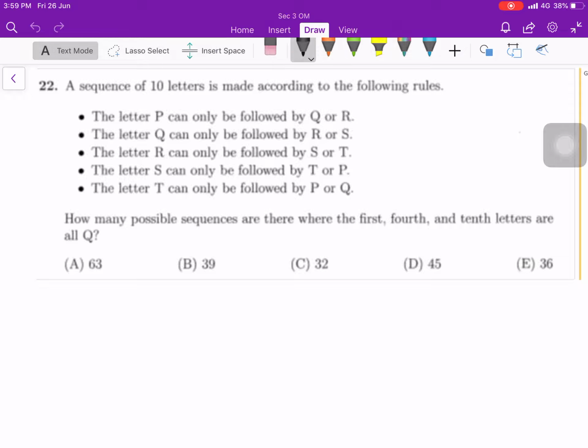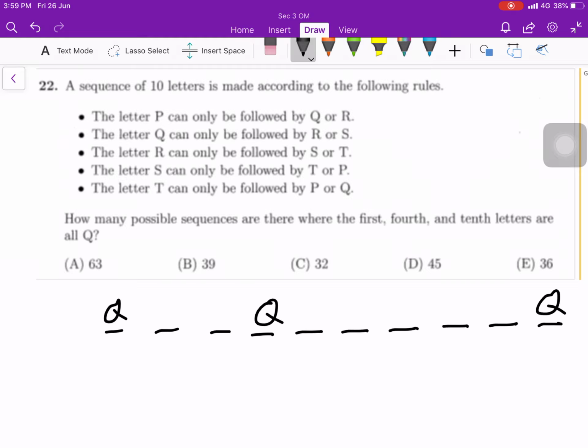Therefore, in this case, let's look at the 10 letters. That means the first letter is Q. Then the fourth letter is Q, and the 10th letter is Q also. So the letters go 5th, 6th, 7th, 8th, 9th, 10th. This is the first letter, this is the fourth letter, and this is the 10th letter. Can you see that it seems very confusing when you read all these 5 statements?